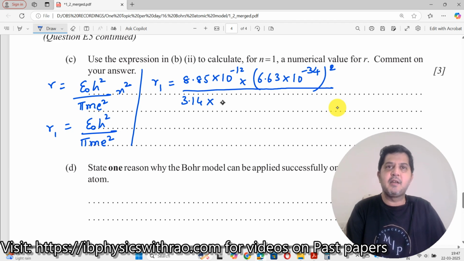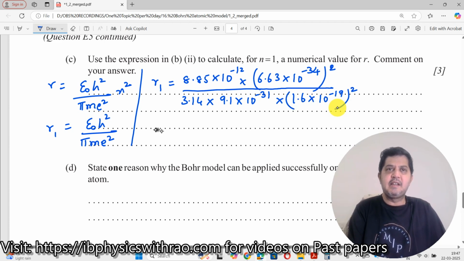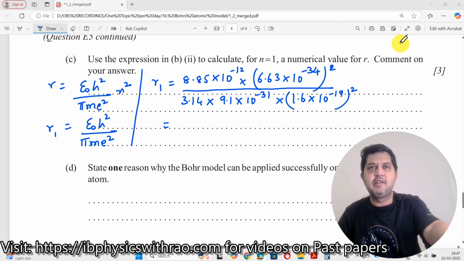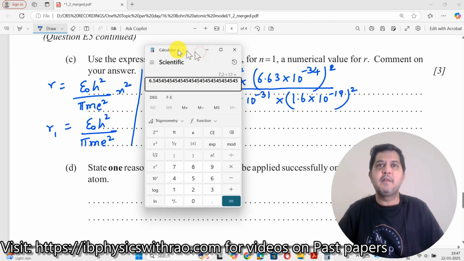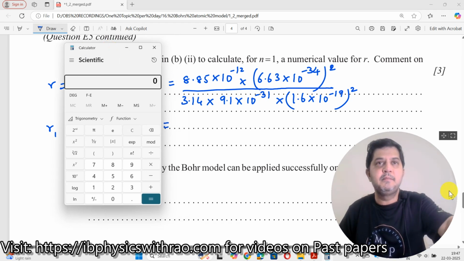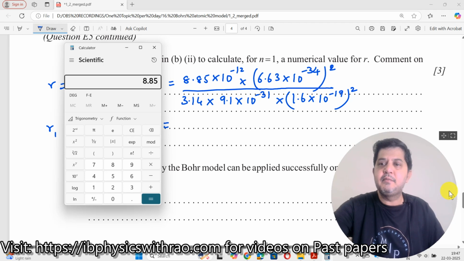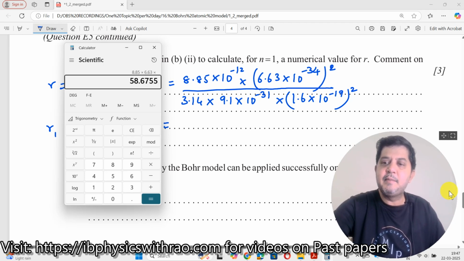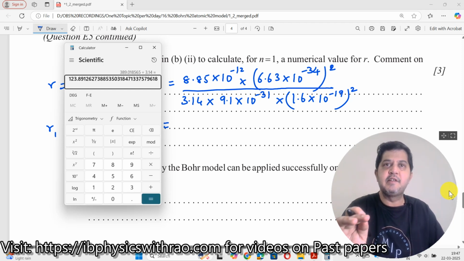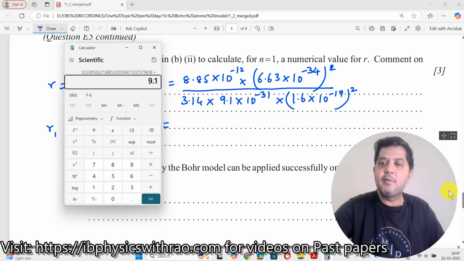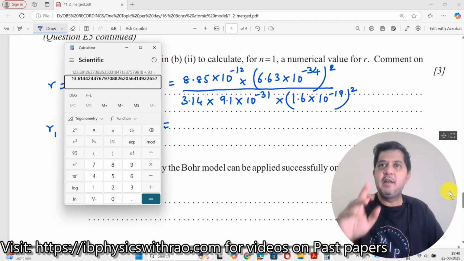What is m? Mass of an electron. 9.1 into 10 to the power of minus 31 multiplied by e. What is e? 1.6 into 10 to the power of minus 19 the whole square. Okay, now what I will do is I'll use my calculator to get all these values correctly. So this value, put it here. I have 8.85 multiplied by 6.63 multiplied by 6.63 is equal to so much, divided by 3.14. I got 123.89 divided by 9.1. I got 13.61. Again divided by 1.6 square.